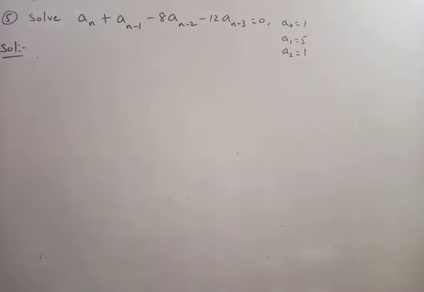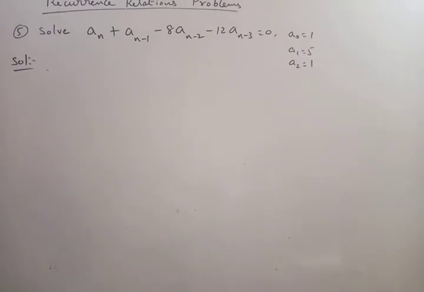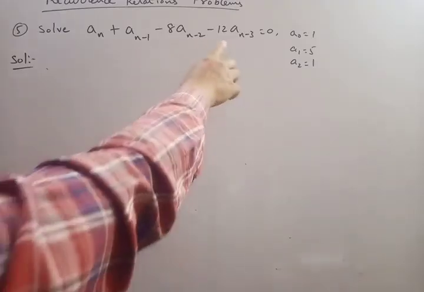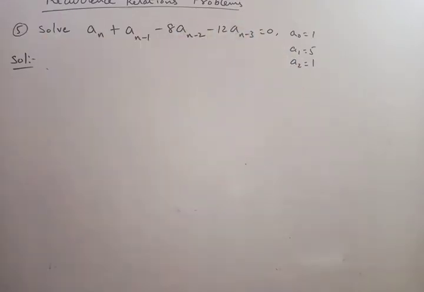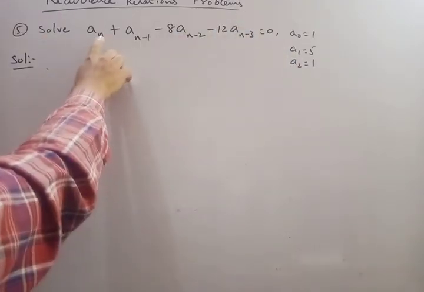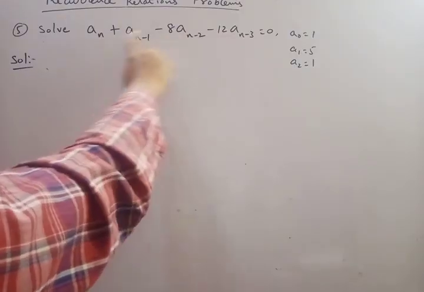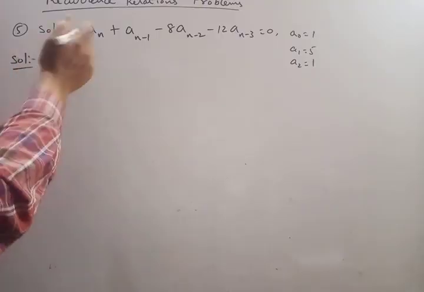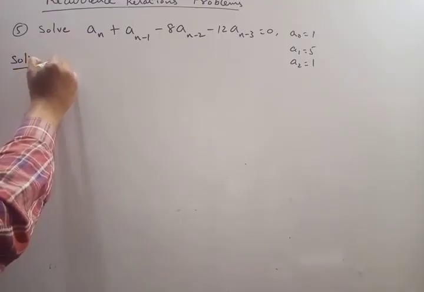Okay, next, a third order recurrence relation, another problem. See here, solve a_n plus a_(n-1) minus 8 a_(n-2) minus 12 a_(n-3) is equal to 0. These 3 are the initial conditions. How to find it is third order? First term, second term, third term and fourth term: n, n minus 1, n minus 2, n minus 3, 4 terms, correct? So what we have to do? Directly I am writing the characteristic equation.